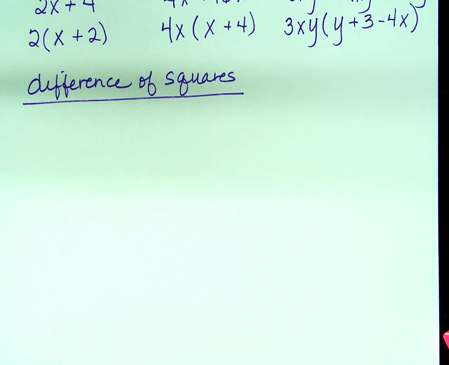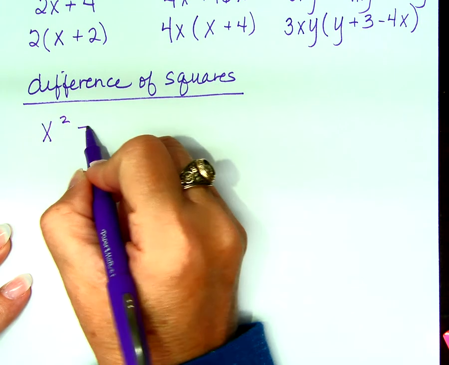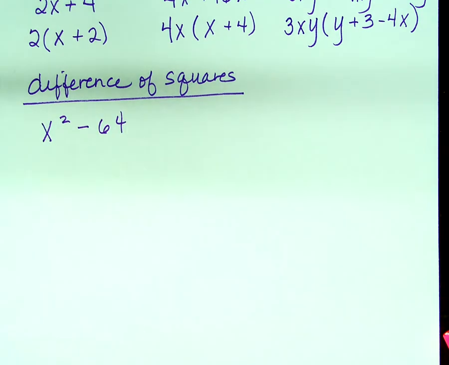4, 16, 9, 25. You get the idea, right? Numbers that you know the square root of, right? 100. What do you say? 36? Yes. Okay? So do you get the idea? The difference of squares is going to be 2 numbers that you know the square root of that you're subtracting. Everybody okay with that? Okay? So for example, x squared minus 64.